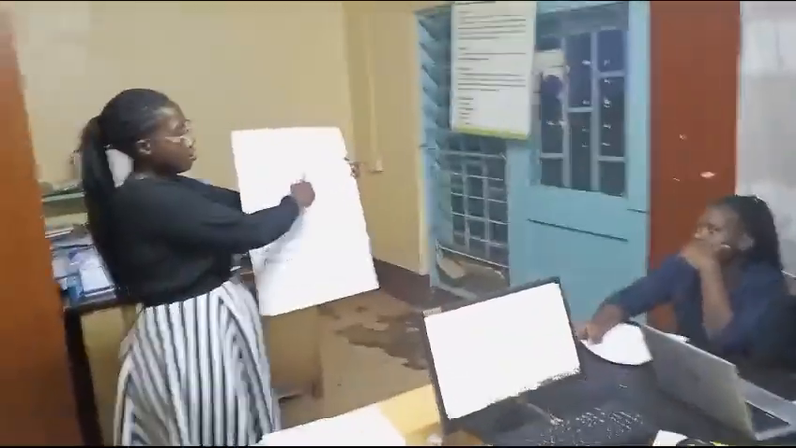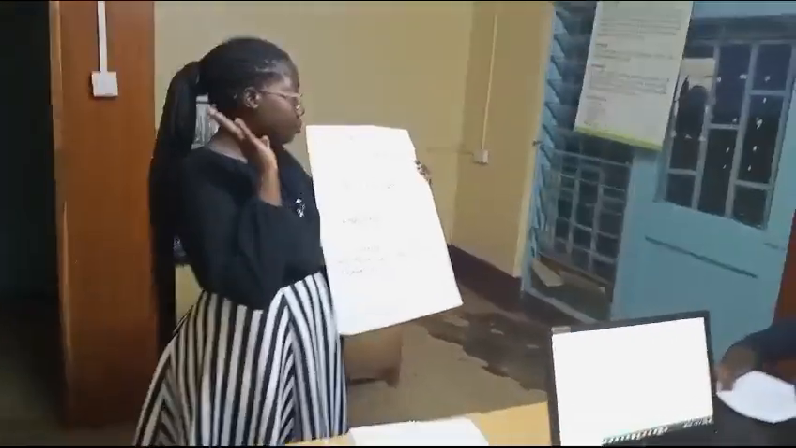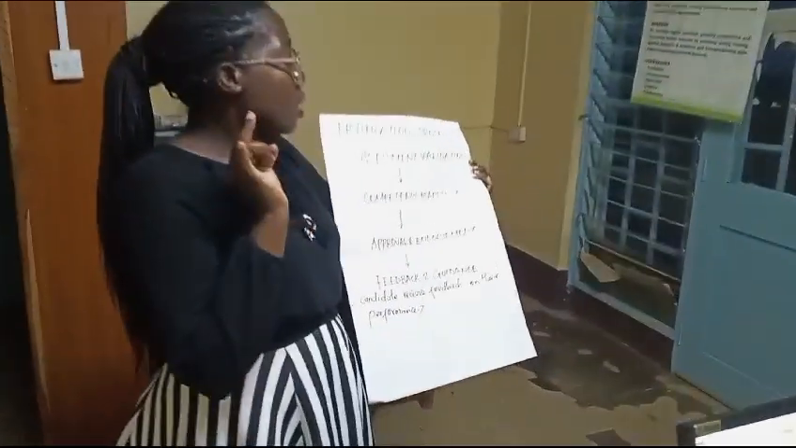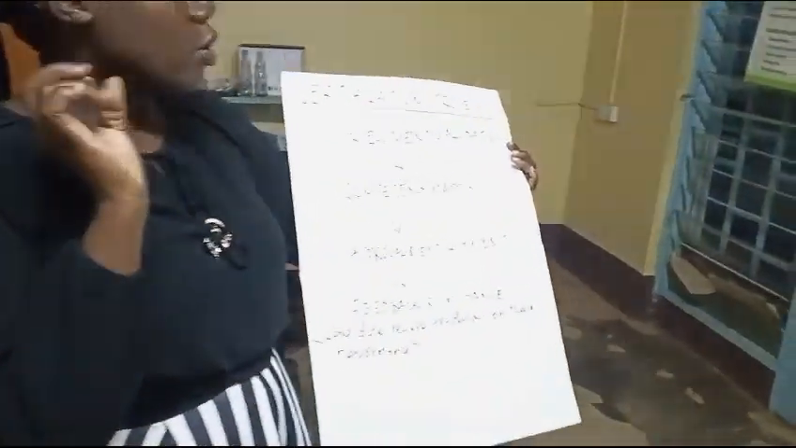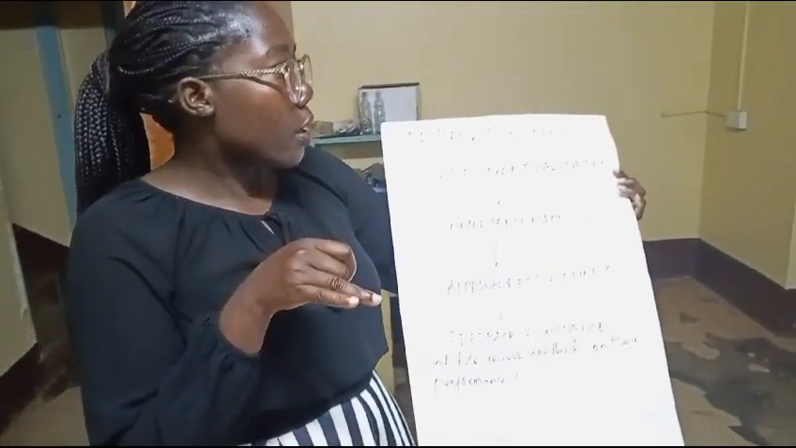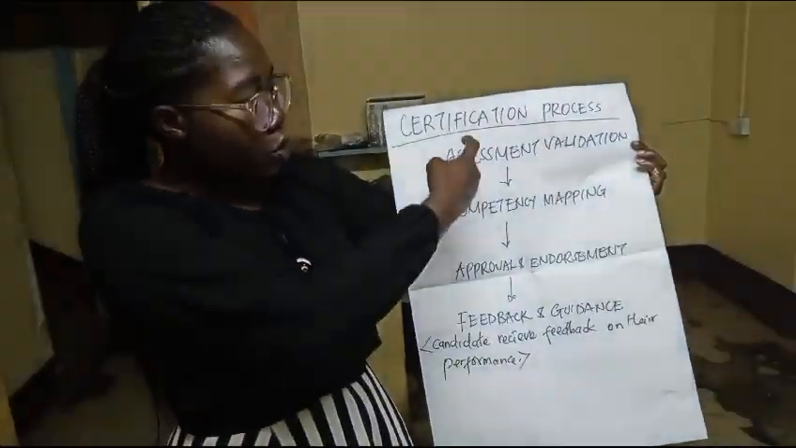In the certification process, number one, we have assessment validation. The certification process includes 4 people. The candidate must be there. We have the internal assessor. We have also the external experts, I mean the industrial expert and also the external assessor, whereby they will use this format.